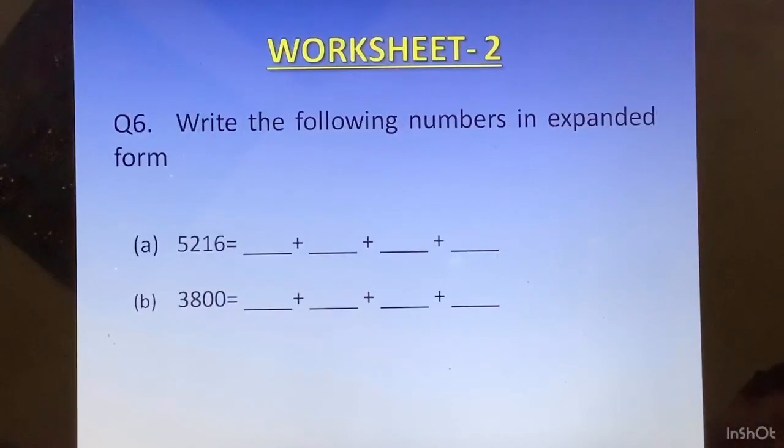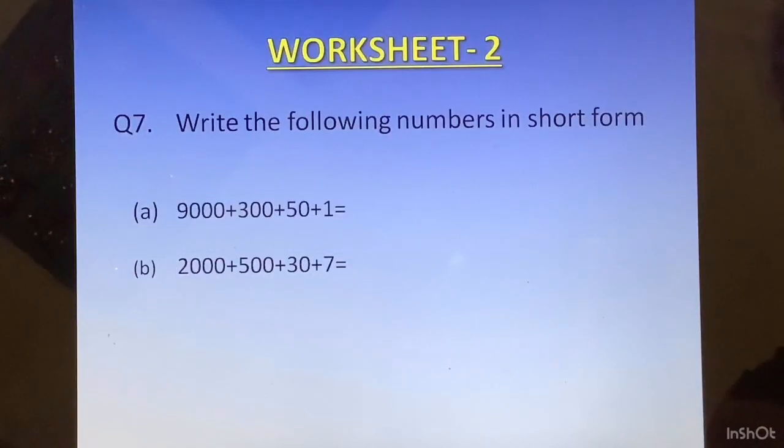Question number 6. Write the following numbers in expanded form. A part 5216 is equal to dash plus dash plus dash plus dash. So here you have to write it in figures only. Okay. B part 3800 is equal to dash plus dash plus dash plus dash.